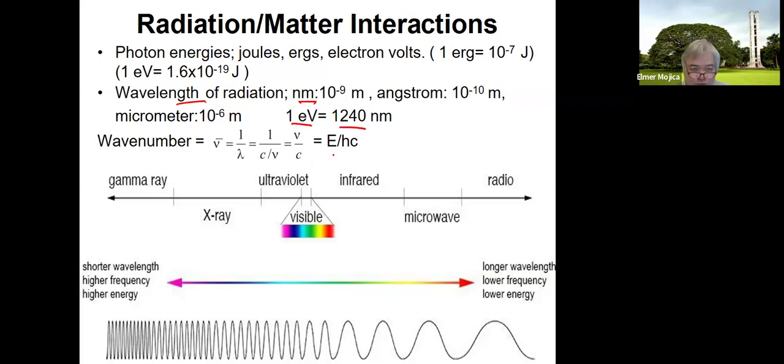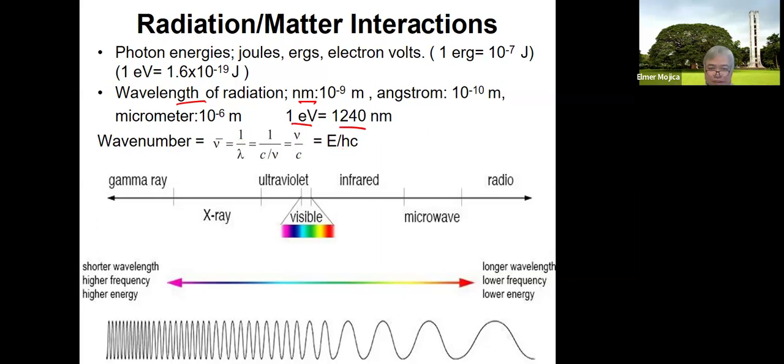Now, if you're going to look at the wave number, you can look at it in terms of what? 1 over the wavelength, or the frequency over the speed of light. And you can relate it as just what? The energy over the Planck constant times the speed of light.